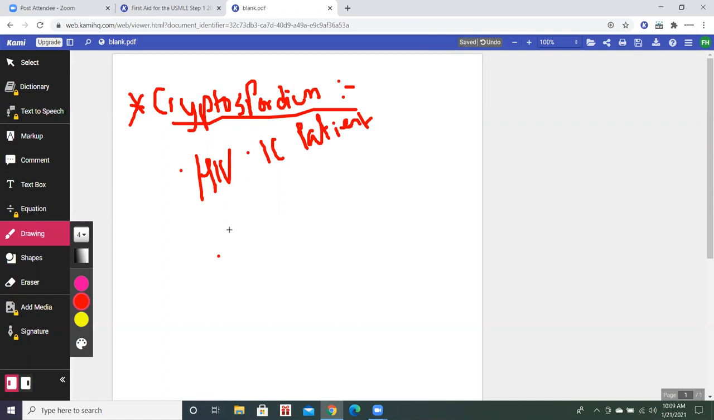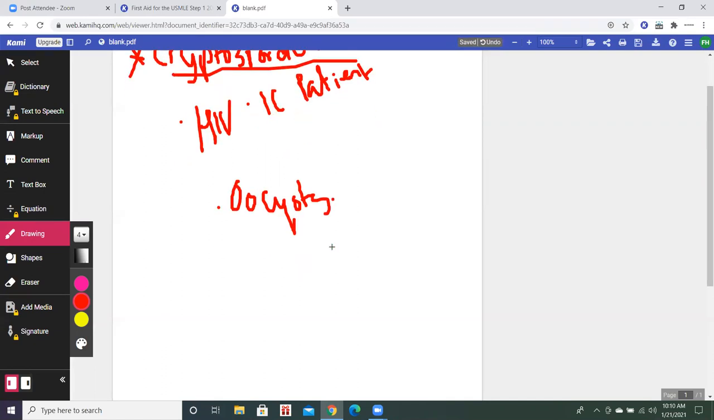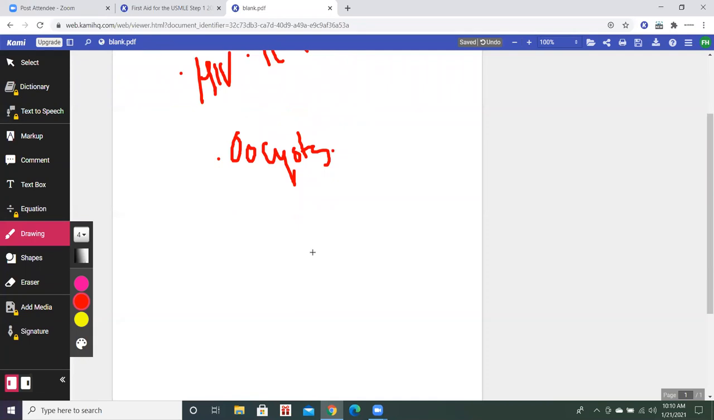But the way in which the organism gains entry into the blood is that the first two organisms gained entry in the form of cysts. This one will gain entry in the form of oocysts. And what they will do is cause normal watery diarrhea, no bloody diarrhea or anything.